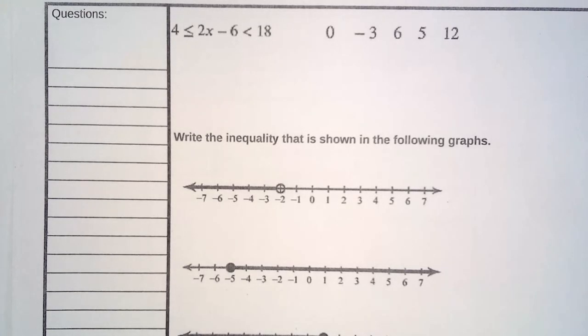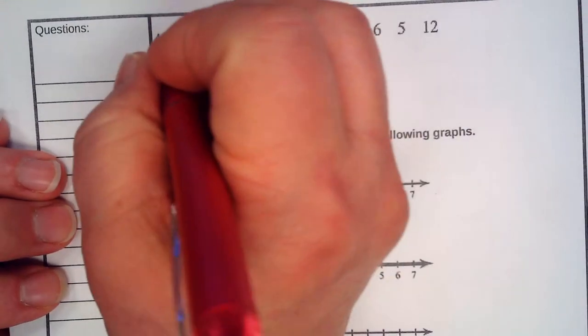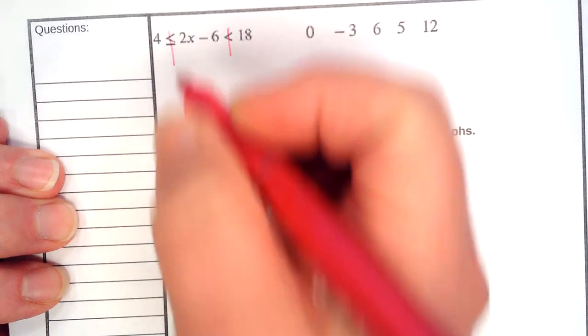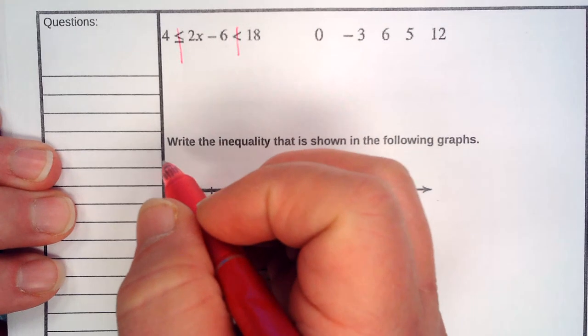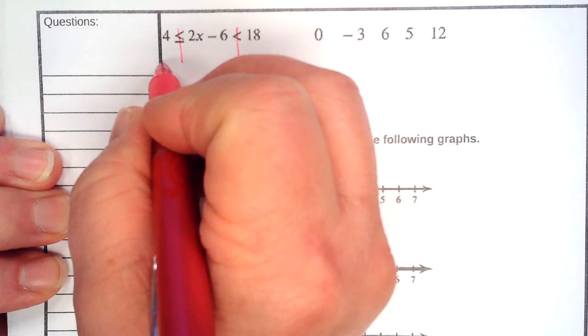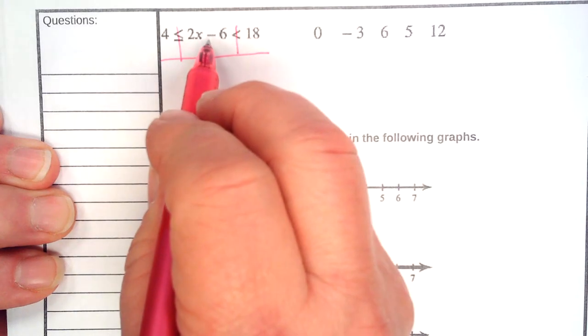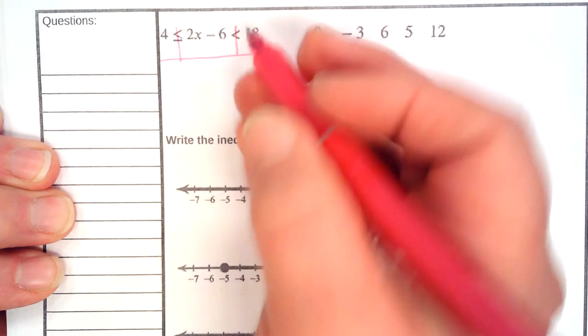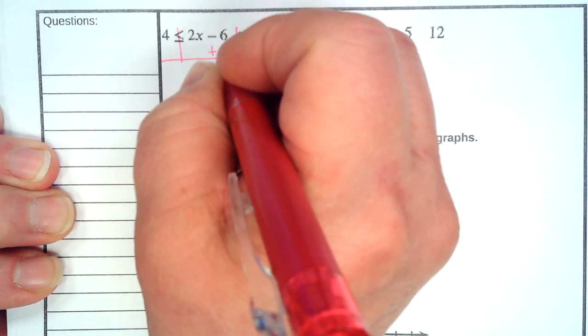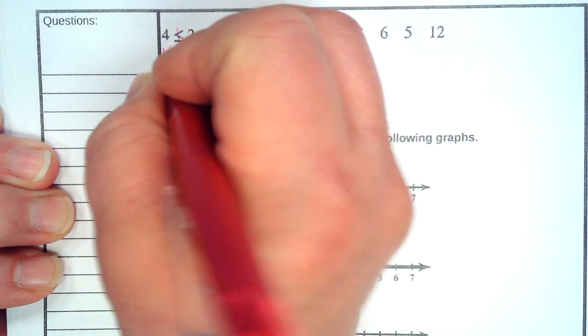So let's get started. This time we've got 3 different sections. Just like my 3 boys, you have to treat all 3 sections equally. I look in the middle, I have subtracted 6. The opposite is to add 6. And I do it to all 3 pieces.